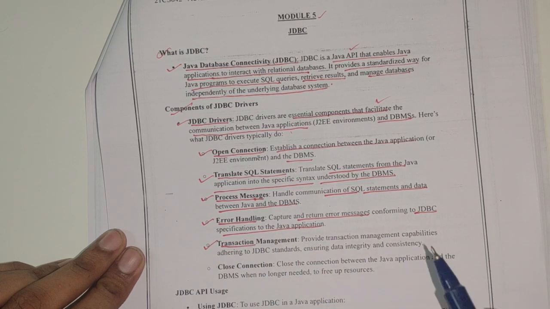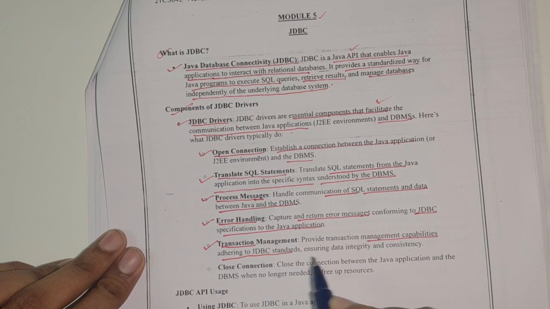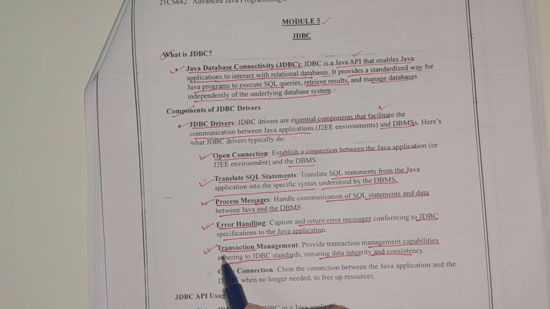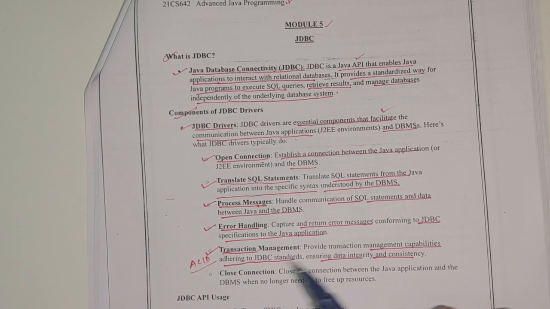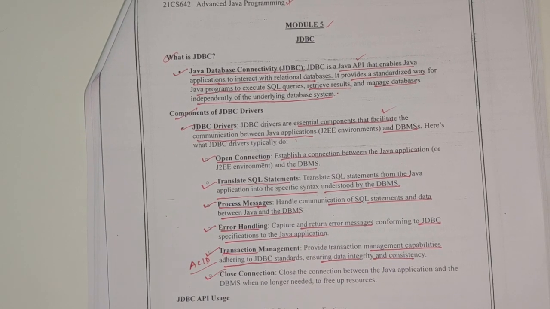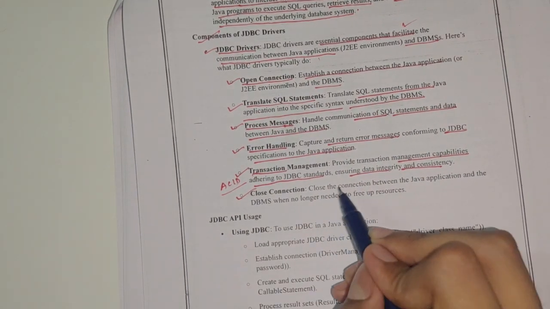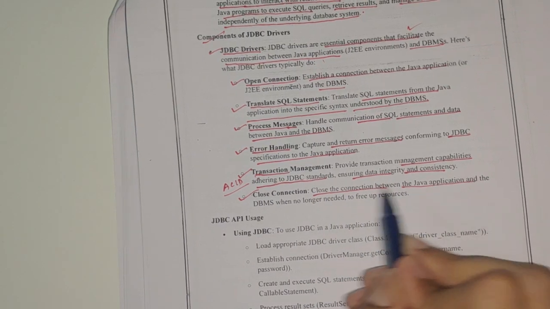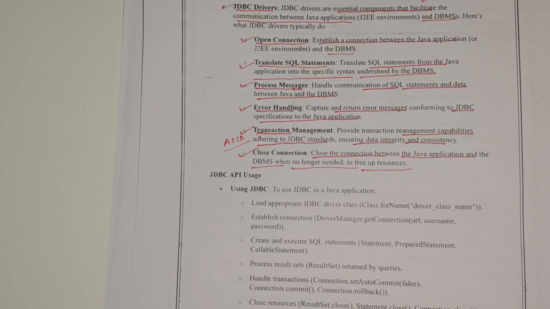Next we have transaction management. It provides transaction management capabilities adhering to the JDBC standards, ensuring data integrity and consistency. This we have already studied, I guess, in the previous semester. Nothing but the ACID properties of the transaction. This we have to remember. Next is close connection. Close connection is nothing but once the connection is established, finally you have to close it. That is, close the connection between the Java application and the DBMS when no longer needed to free up the resources.